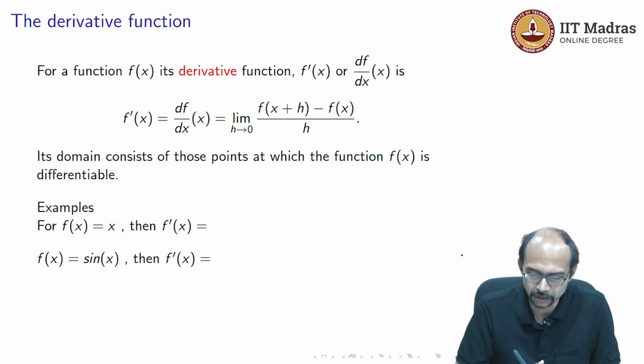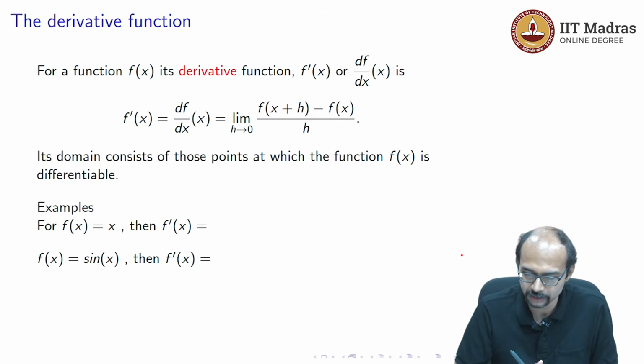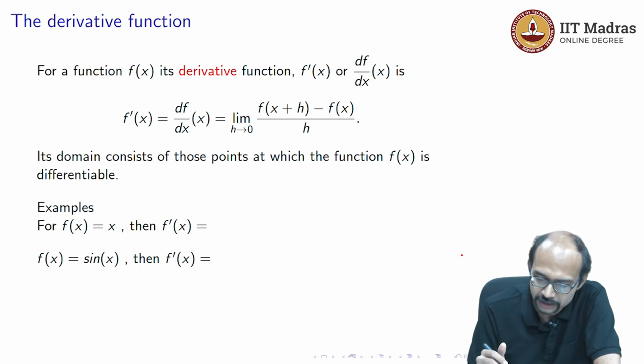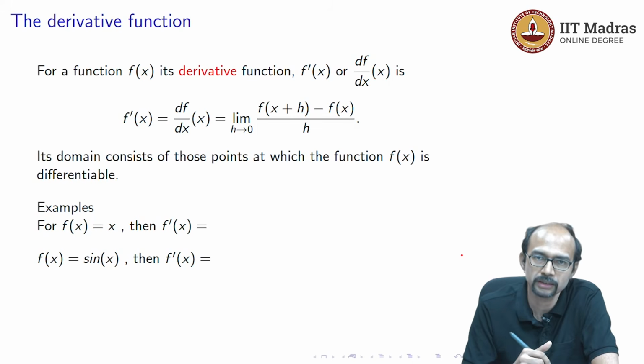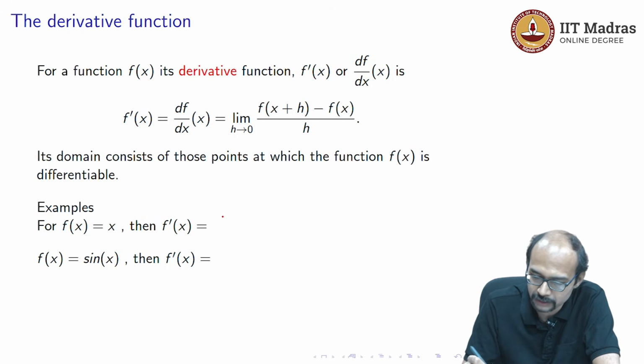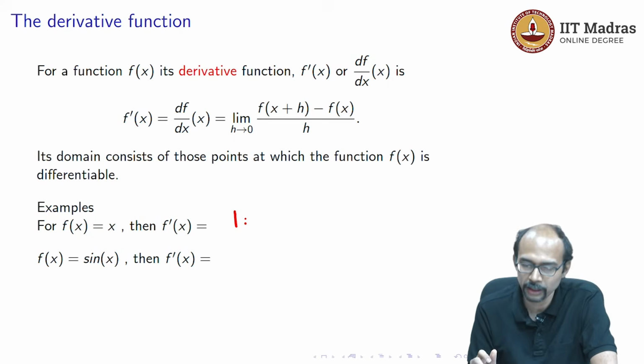So, let us do some examples. If f of x is x, then what is f prime x? If f of x is sin x, what is f prime x? If f of x is x, we have computed what happens for any point. We saw that the limit that we have gave us the value 1. So, f prime x is 1.